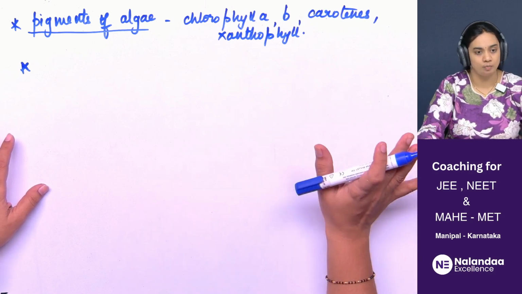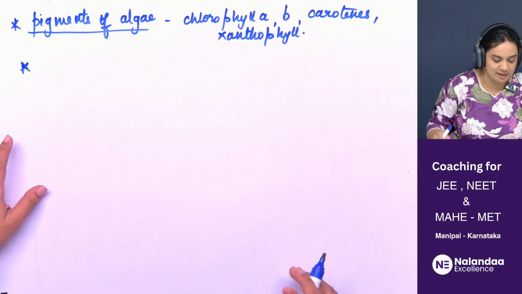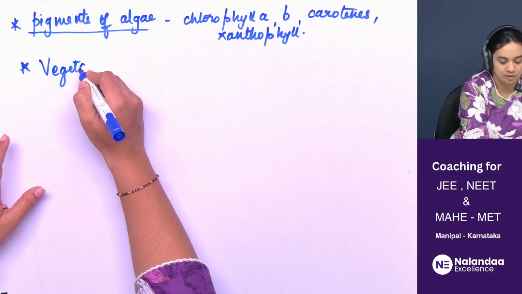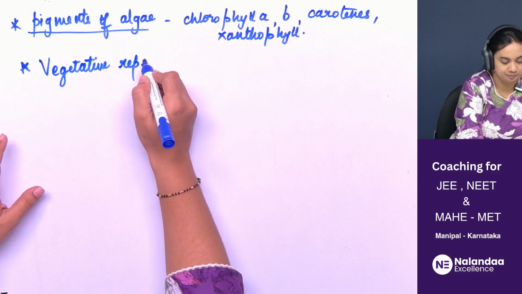It will have chloroplasts in it. Within the chloroplast, the pigment will be present. And then talking about vegetative reproduction.